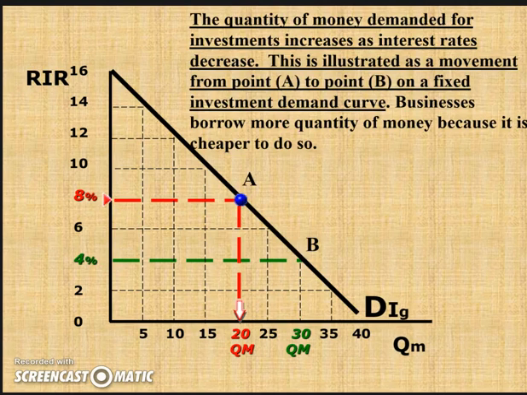The quantity of money demanded for investments increases as interest rates decrease. This is illustrated as a movement from point A to point B on a fixed investment demand curve. Businesses borrow a greater quantity of money because it is cheaper to do so. A to B.